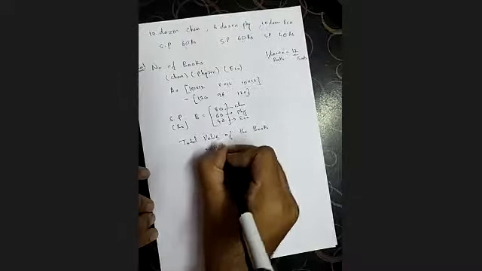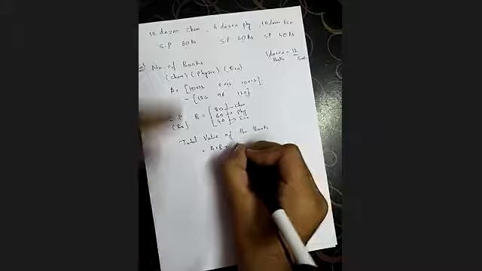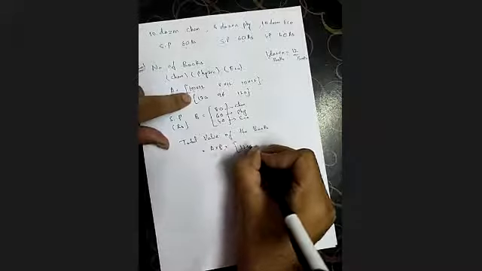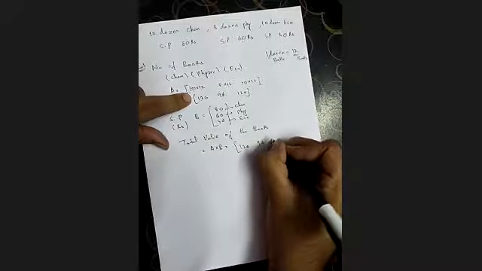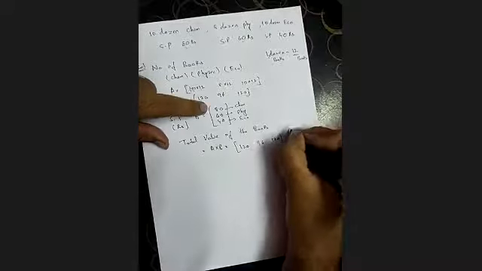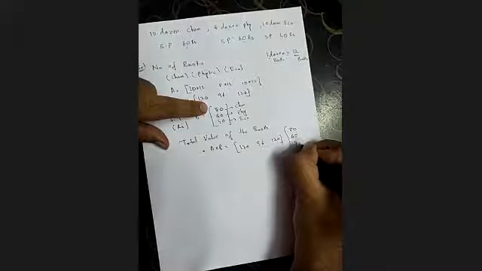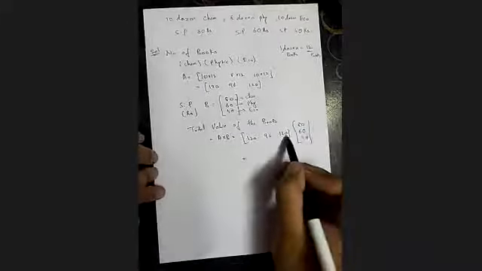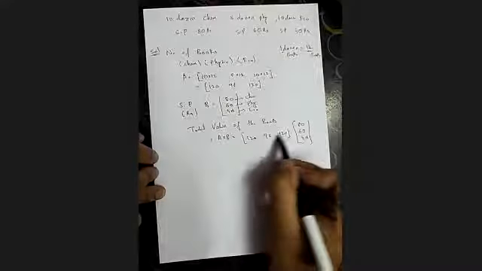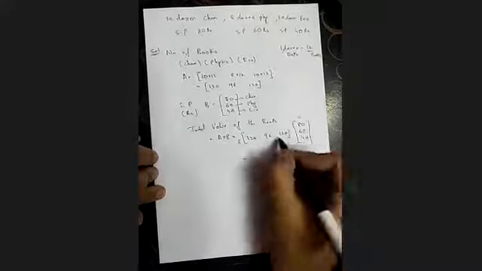A into B. What is A? A is 120, 96 and 120. B is 80, 60, 40. Now simply multiply. How do you multiply in matrix? Rows into column. These are the rows, this is your column. So row into column.